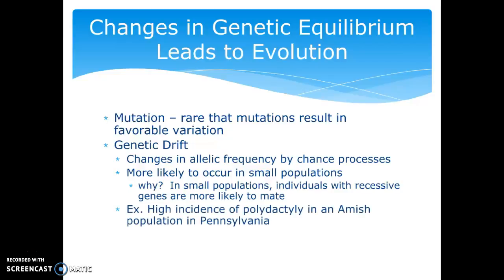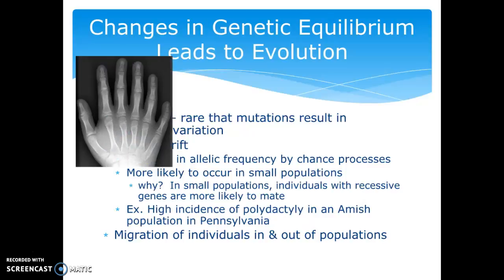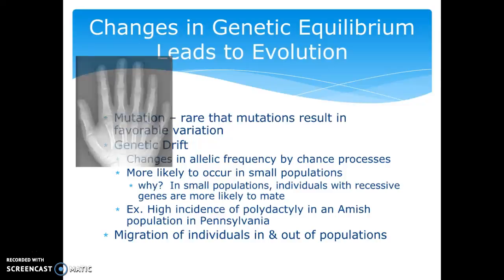So in the Amish population in Pennsylvania, there's a high incidence of something called polydactylism, and that means they have more fingers than they should. But the Amish population doesn't mate outside the Amish population, so there's really no way to mask that gene or cover up that gene. If you see there, that's an example of polydactylism that has 6 fingers instead of 5.